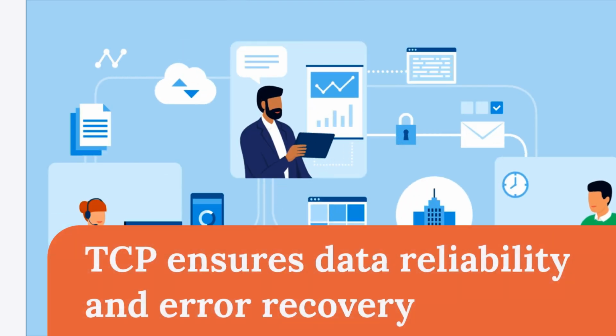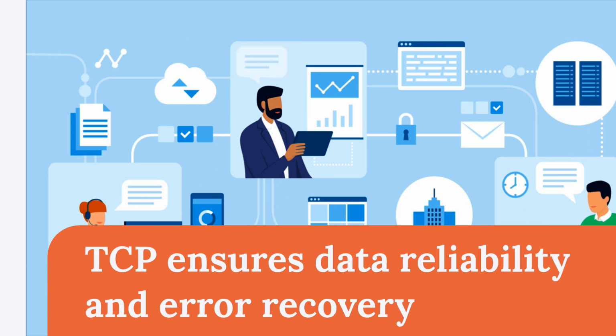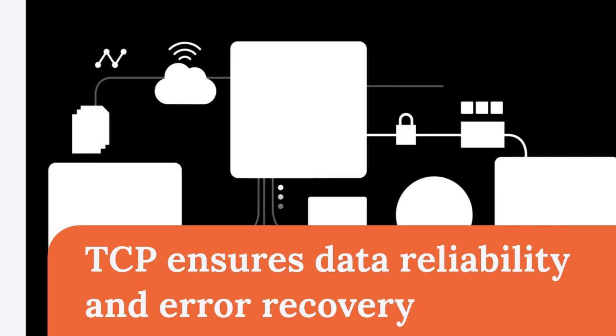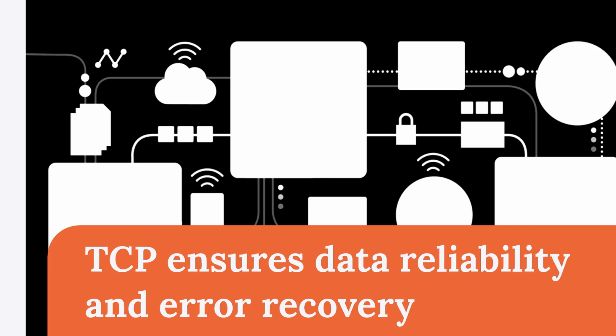TCP provides reliability, ordering, and error recovery. It suits applications needing data accuracy. UDP sacrifices reliability for speed and simplicity. It's ideal for real-time applications like streaming. Protocol design balances performance and resource usage.